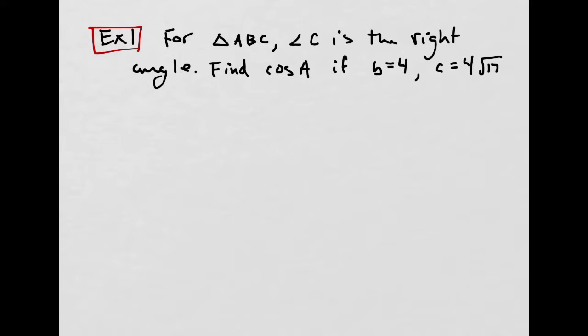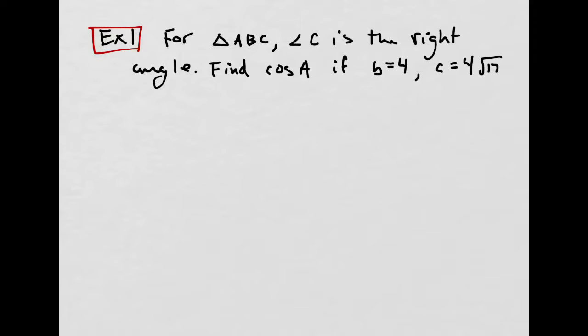We're going to go straight to examples on this, and we're going to look at some information about a right triangle. We're going to draw that, and then we're going to find some trig ratios for it. So it should be fairly simple once we get used to the instructions. So for triangle ABC, angle C is the right angle. Find cosine of A if b equals 4, c equals 4 root 17.